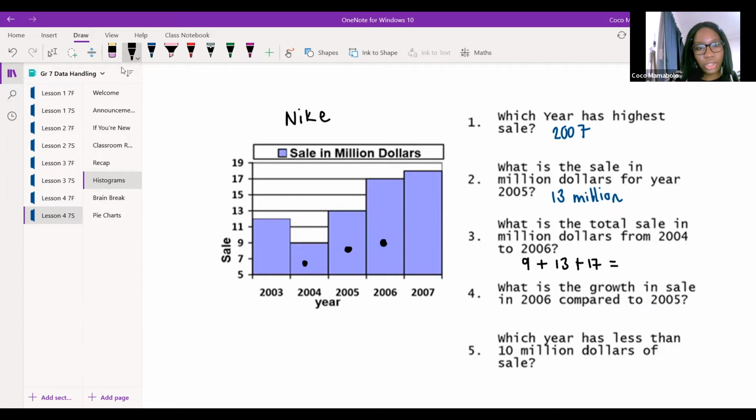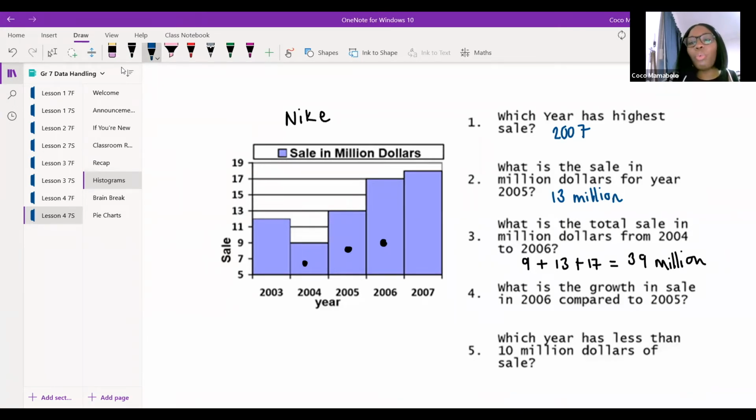Are we sure it's 39? I'm looking at it, I'm thinking 49. No, it's 39. Excellent. It is 39 million. Sorry, I didn't quite see it properly. It looked like 49 to me, but clearly my calculating is not correct.